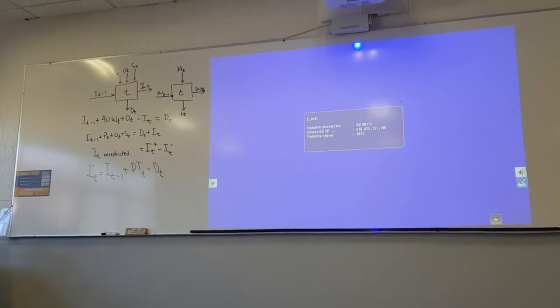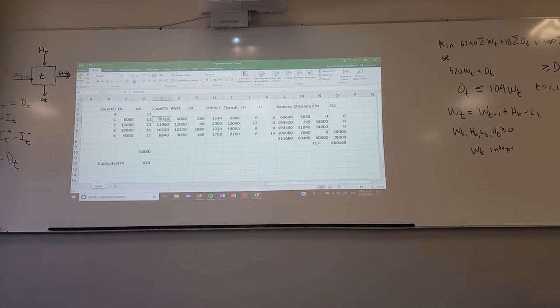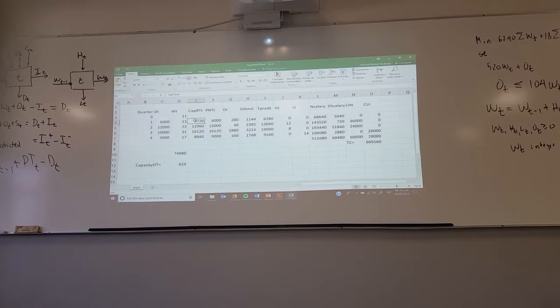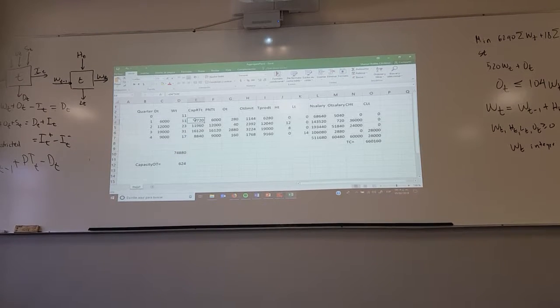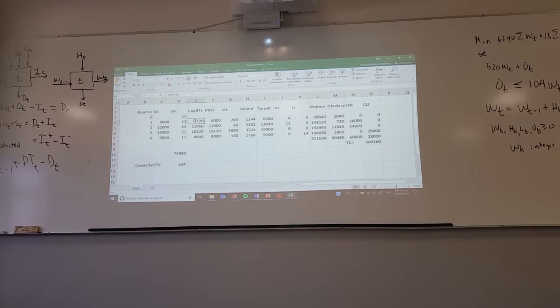Got it, Oscar? One minute. The capacity. Yeah. So if I solve this, Solver is going to find out that with this solution at least one constraint is not being satisfied, so it's going to change the variables we have.